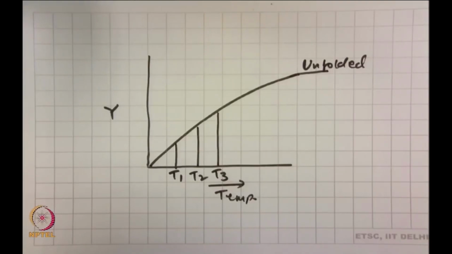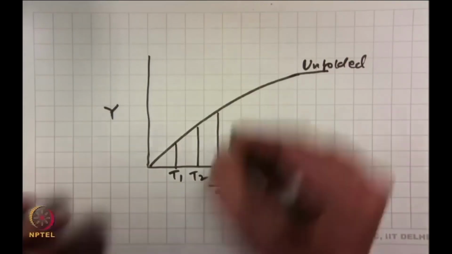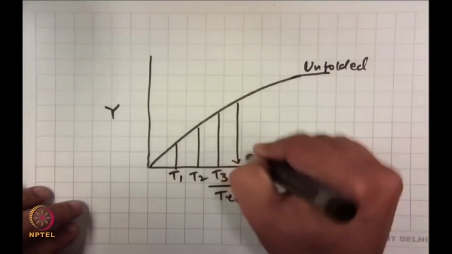So, if you would be having changes, then you can easily monitor or you can easily go for your temperature jump technique within this interval, because that is your transition region. Okay. So, then this is T4, T4 and so on.